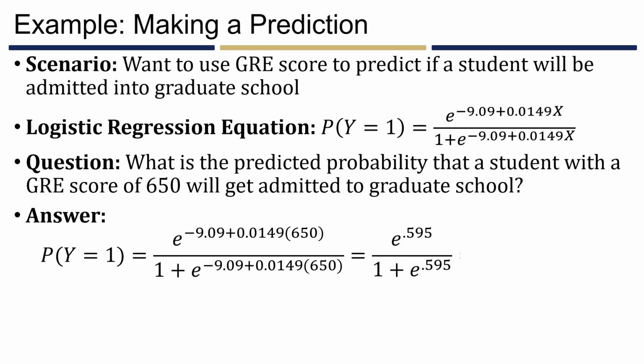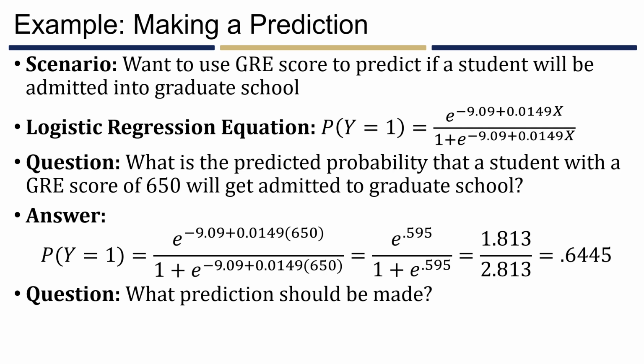Working out the exponent is going to give us 0.595, so that whenever we take e to the 0.595, we get 1.813. In the denominator, we're going to get 1 plus that, or 2.813. 1.813 over 2.813 gives us a predicted probability of 0.6445.